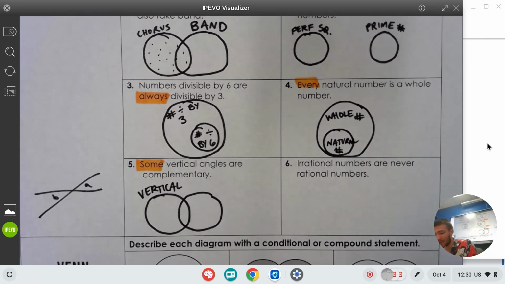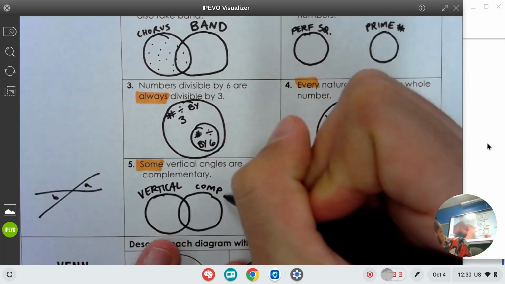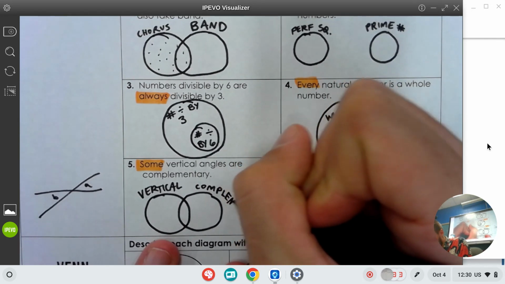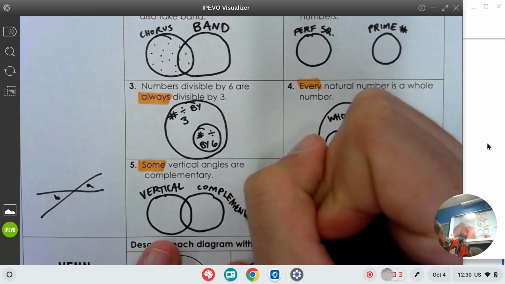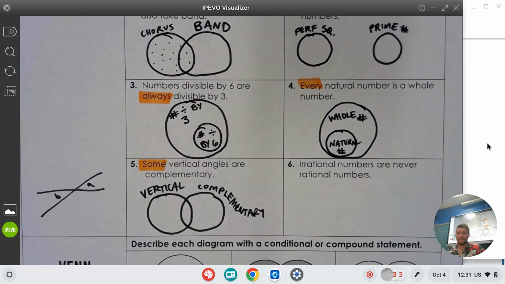maybe they look moderately complementary, but it's really hard to tell. They're certainly not guaranteed to be complementary. I'm gonna run out of room here. I don't know. Look at this. It's like a roller coaster. What a mess. I think that looks great, right? There's a couple perfect vertical angles that are complementary.